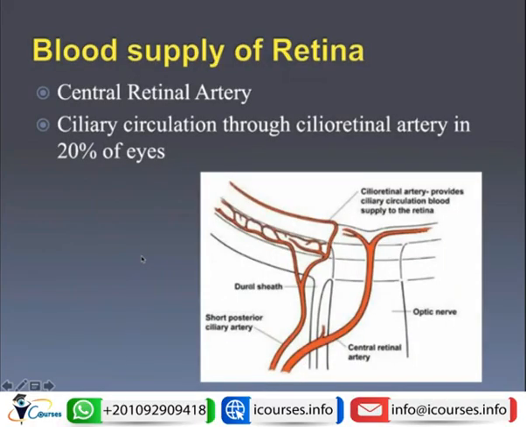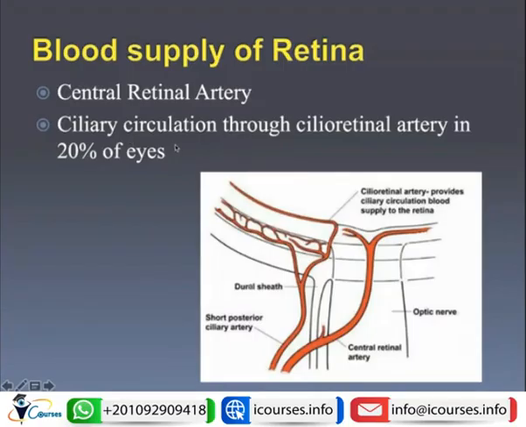Finally, the blood supply of the retina will be discussed in detail in the vascular blood supply of the eye. But just to summarize, the retina receives its blood supply from the central retinal artery, which supplies the inner two-thirds of the retina, while the outer one-third of the retina is supplied by branches from the ciliary circulation, or the choriocapillaris, as we said earlier.